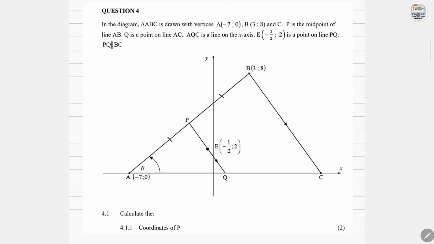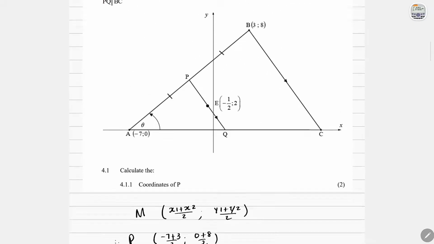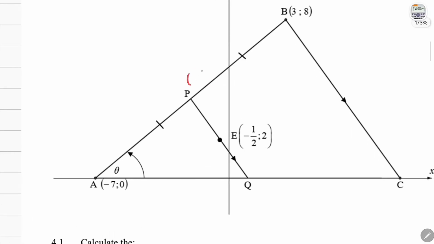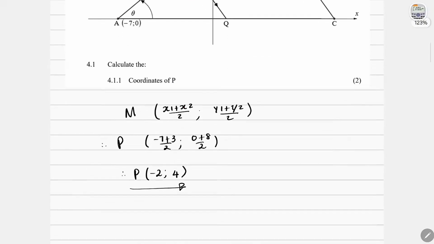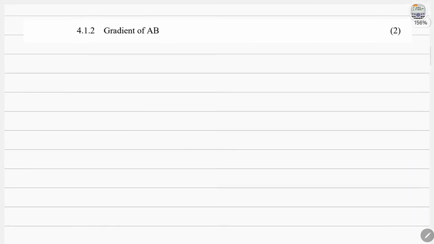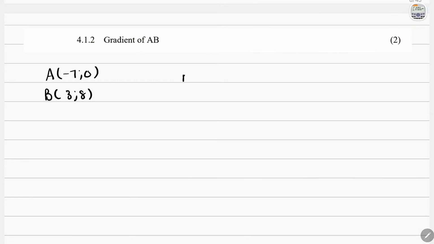Question 4.1.2 asks us for the gradient of AB. And these are 2 points that we already have. Also, let me just make sure to put down this point P because it's probably going to be useful in the next questions. Okay, so let's find the gradient of AB. We'll just put our points down and find the gradient. So the gradient is equal to y2 minus y1 over x2 minus x1.